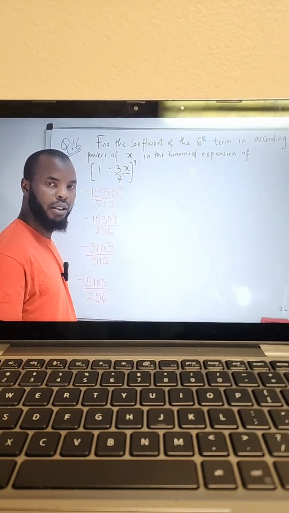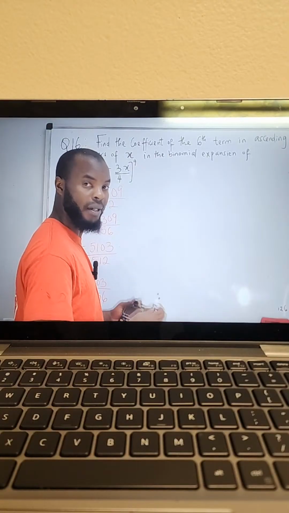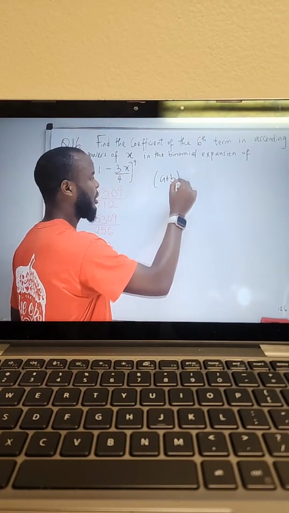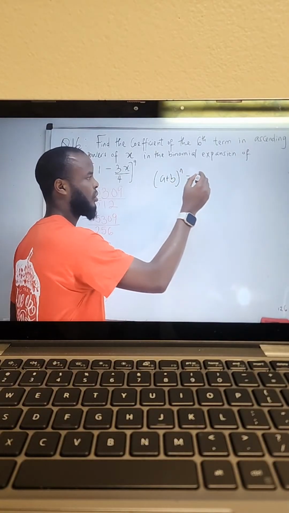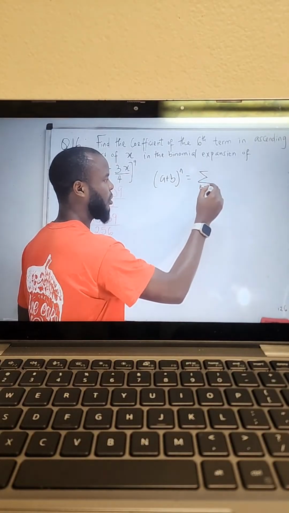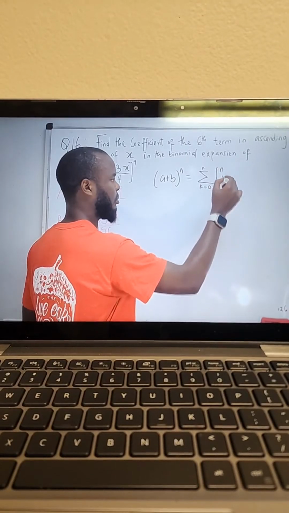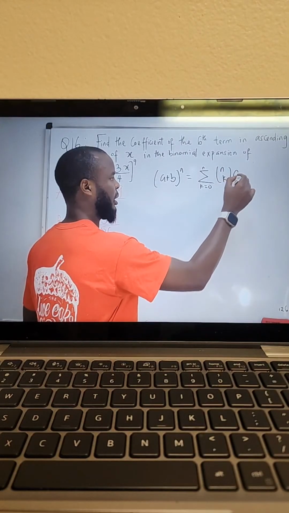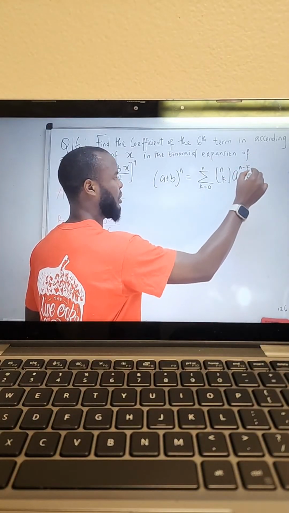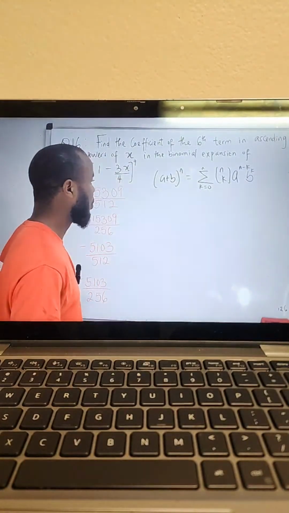Now to do this, we need to use the general form for the binomial expansion, which says that we have (a plus b) to the power of n. So for the general form, we have the summation from k equals 0 to n of n combination k, a to the power of n minus k, and b to the power of k. So this is the binomial expansion.